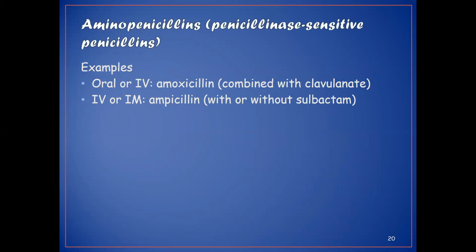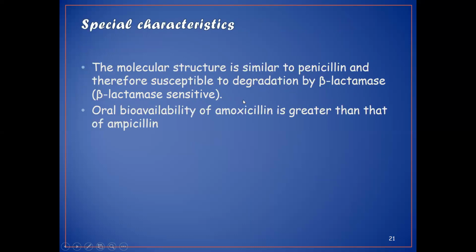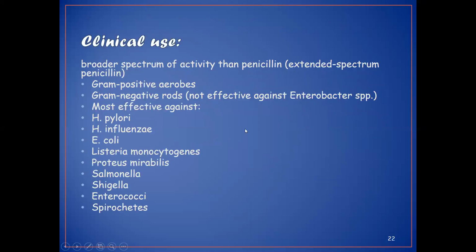And let's talk about aminopenicillins, which are penicillinase-sensitive penicillins. Examples include oral or IV amoxicillin, which is combined with clavulanate, and IV or IM ampicillin with or without sulbactam. Special characteristics: the molecular structure is similar to penicillin and therefore susceptible to degradation by beta-lactamase. So they are beta-lactamase sensitive. Oral bioavailability of amoxicillin is greater than that of ampicillin.